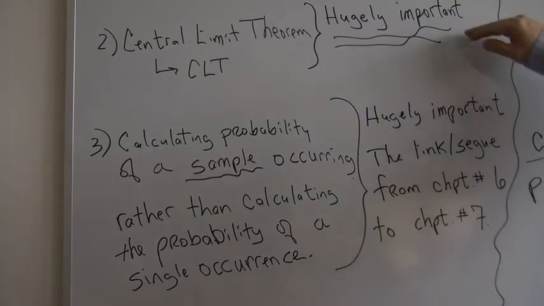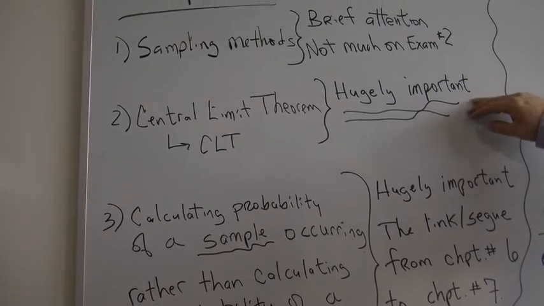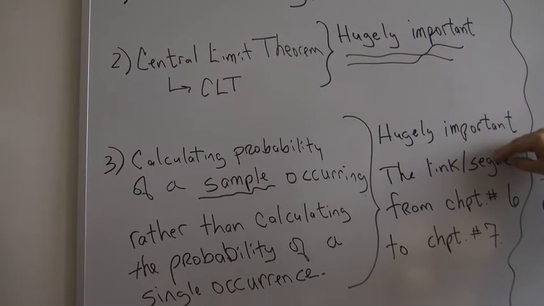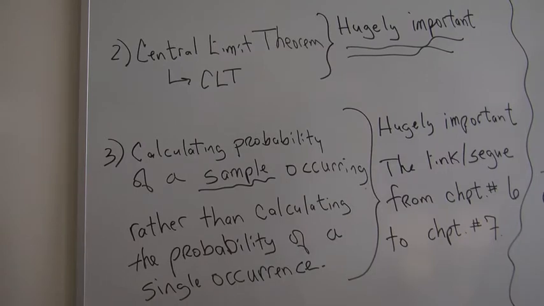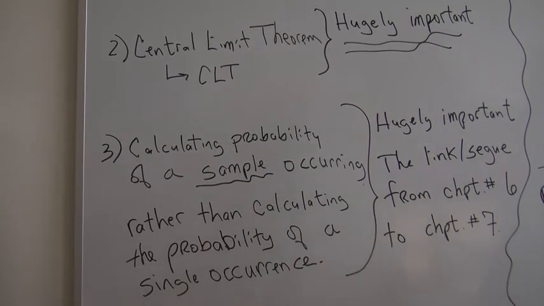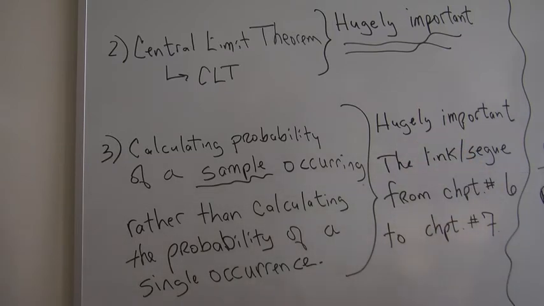Okay, so just in terminology, the central limit theorem qualifies as hugely important. This section in Chapter 7 on doing the z calculations on a sample rather than a single observation, that qualifies as hugely important too. So what I'm going to do in the rest of this video is go through a numerical example of what shows here in the third item.